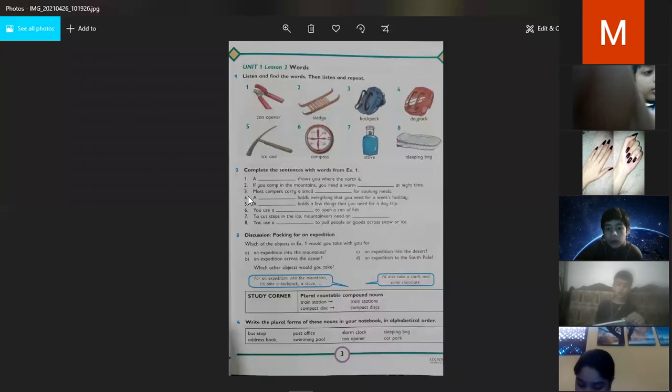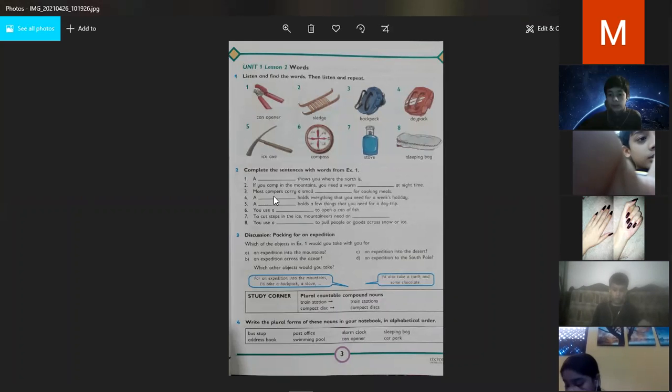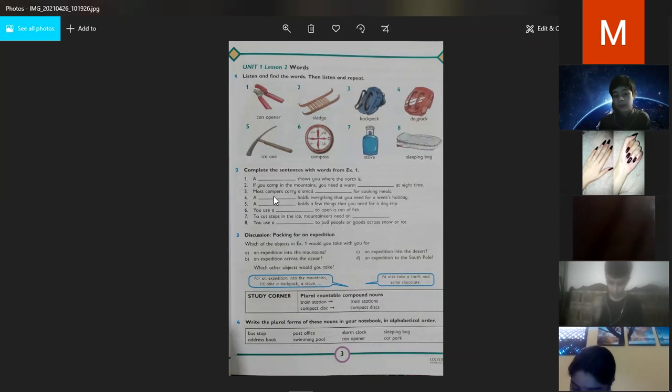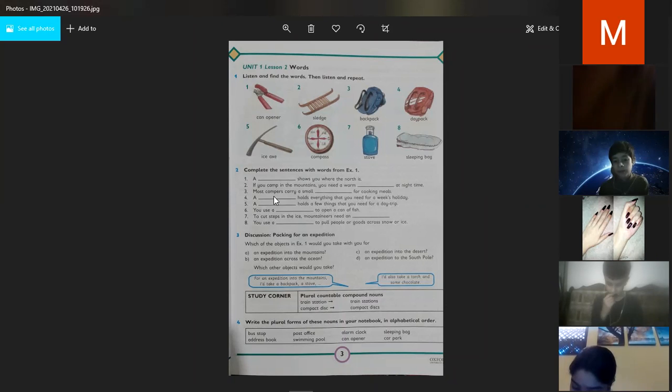Number 3. Most campers carry a small dash for cooking meals. Stove will come here. In number 3, you will write stove. Hubara, are you getting it or not? Okay, stove. In number 3, write stove. Picture number 7, S-T-O-V-E, stove.